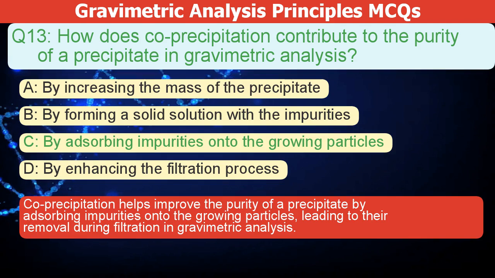The correct answer is C. Co-precipitation helps improve the purity of a precipitate by adsorbing impurities onto the growing particles, leading to their removal during filtration in gravimetric analysis.